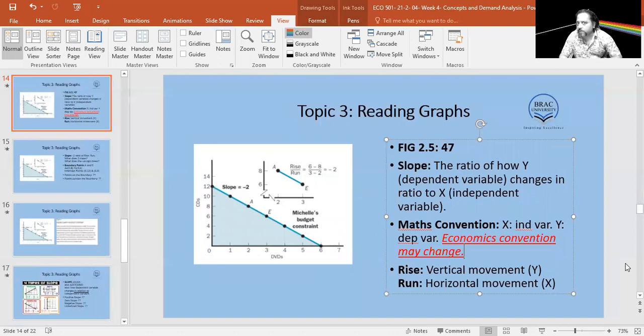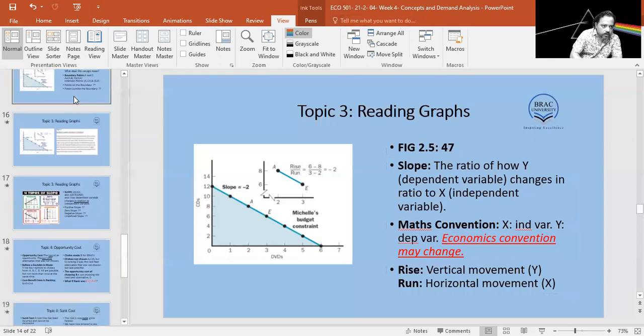But the reason why I'm saying this is those of you who come from a mathematical background and are very familiar with graphs will find that what is vertical in mathematics will become horizontal in economics, and vice versa. What you saw horizontal in mathematics will become vertical because of a visual. We're making things upside down. That's why it's visual.